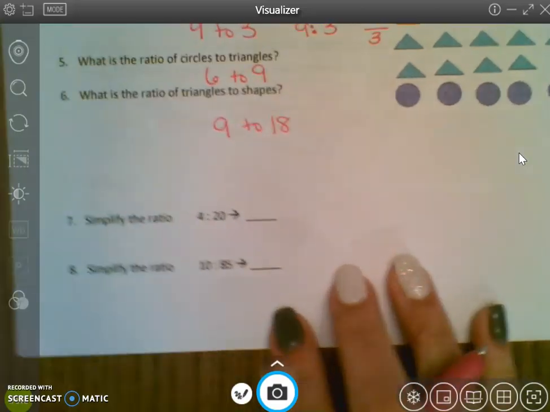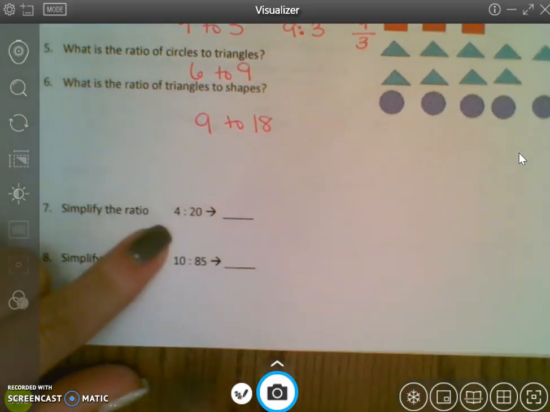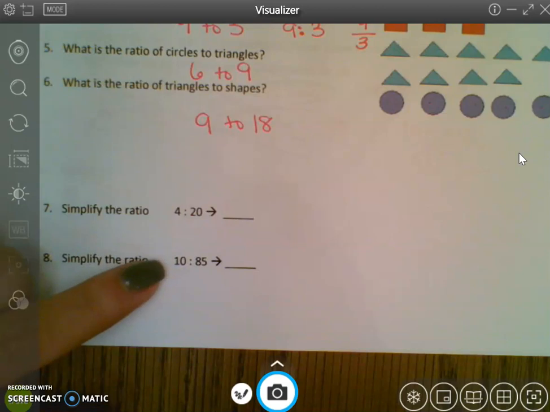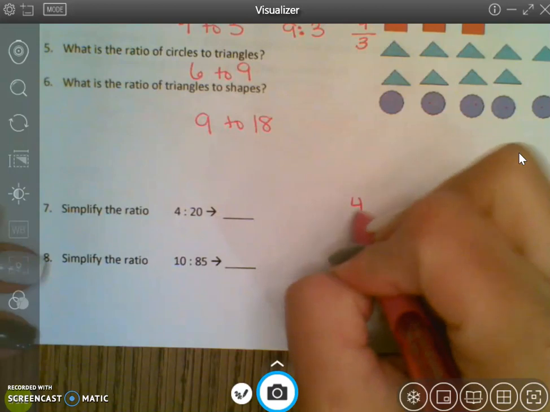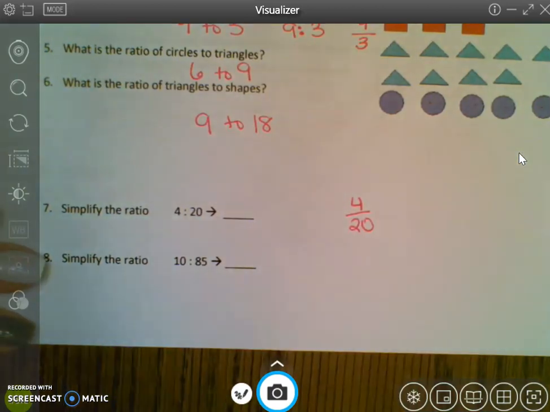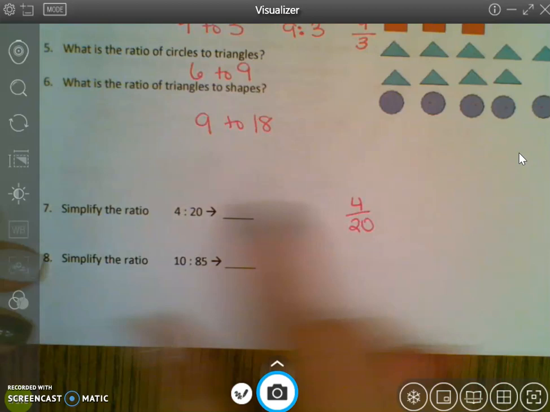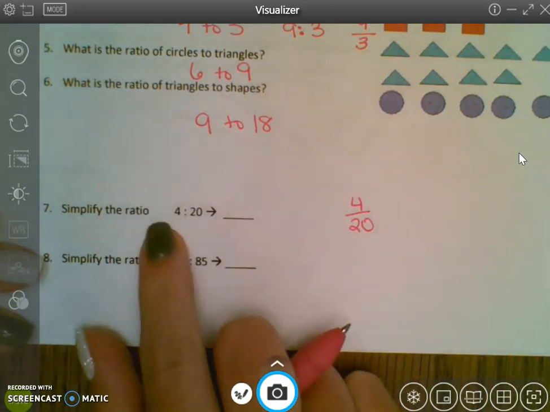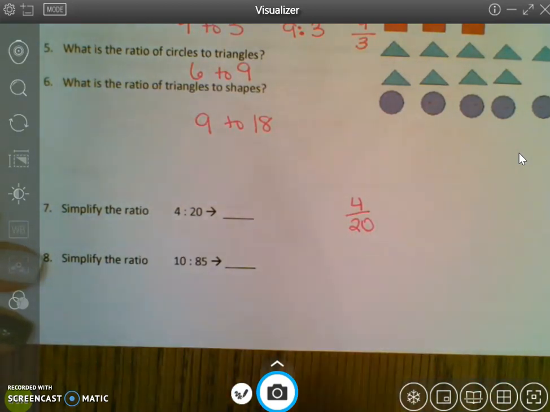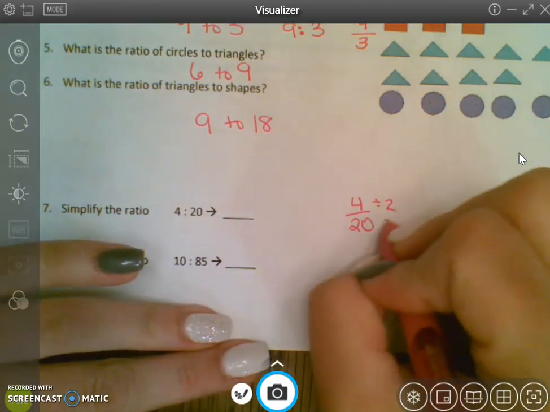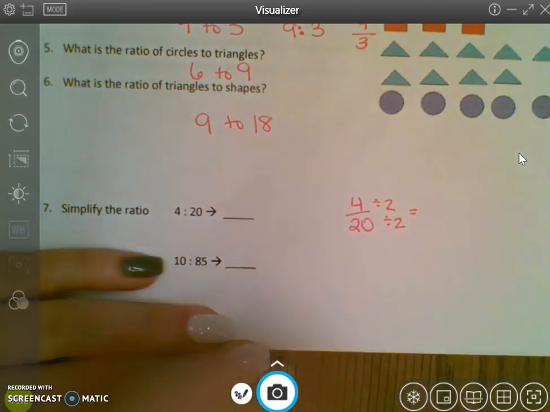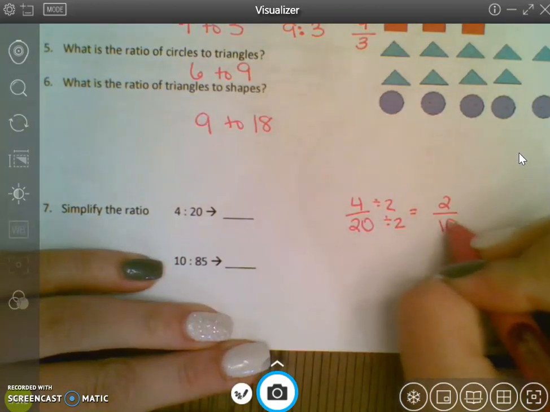Last but not least, when you're simplifying ratios, it's just like simplifying fractions. So if you'd rather simplify fractions, you can make it into a fraction. So 4 over 20. Remember, the left one has to go on top, the right one on the bottom. You read left to right, top to bottom. Okay, what number goes into 4 and 20? They're both even, so hopefully you said 2. So I can divide each of these by 2. So that's 2 over 10.